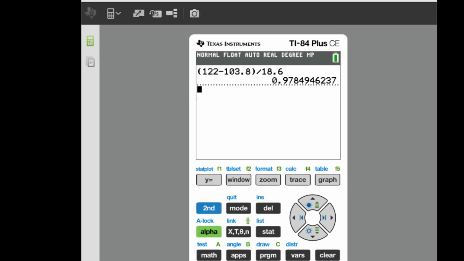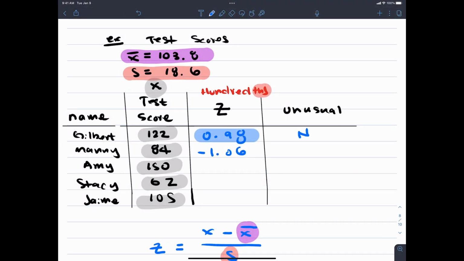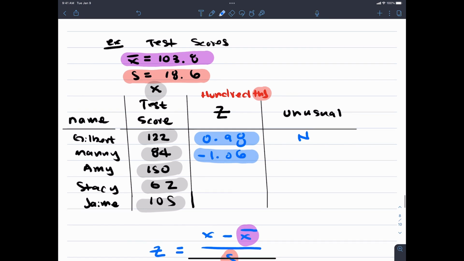So what's the next one we're going to do? We're going to do 84 minus the 103.8, close that and divide by what? 18.6. What do you get now? What is this? Is that negative 1.06? Oh, negative 1.06. Good. This is the z-score. Okay. Is that unusual? No.